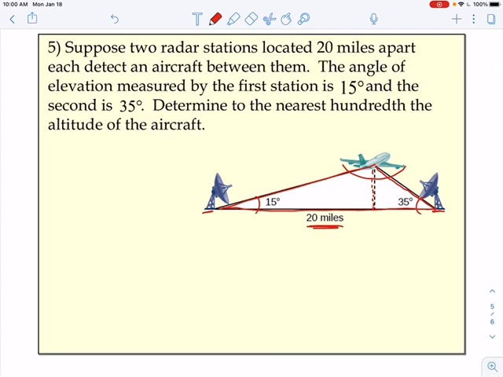How am I going to do that? The 3 angles of the triangle have to add up to 180. So if I do 15 plus 35, I get 50. Take 180, subtract out 50, and that big angle up there is 130 degrees. So the next thing I'm going to do is find that distance from this radar tower on the left up to the aircraft.